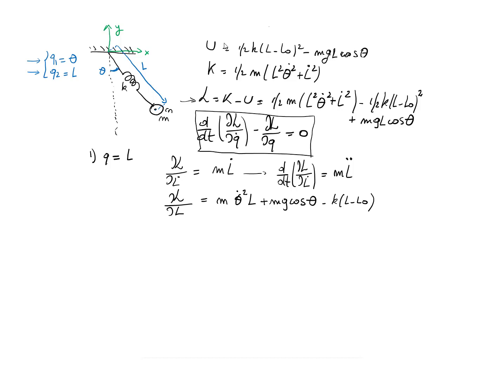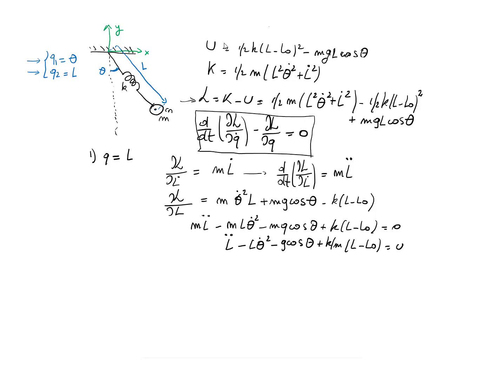So now we plug that into this equation. We have m L double dot minus m L theta dot squared minus m g cos theta plus k (L minus L0) is equal to 0, and I'll write that down a little bit differently. L double dot minus L theta dot squared minus g cosine theta plus k over m (L minus L0) is equal to 0, you've seen I've divided by m, and that will be my first equation.